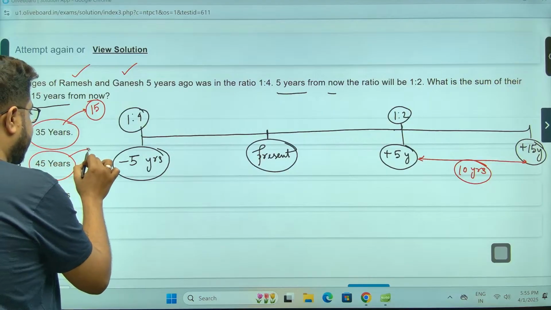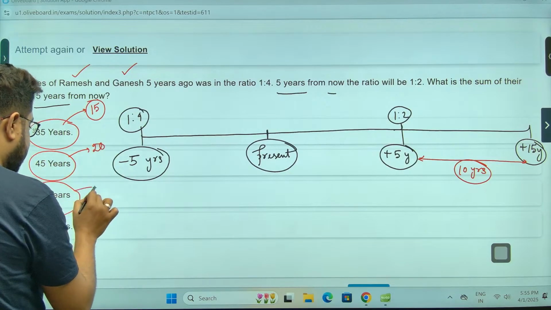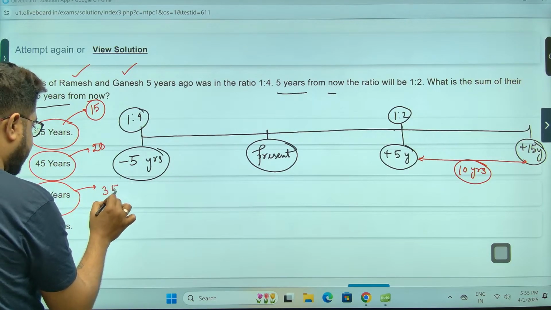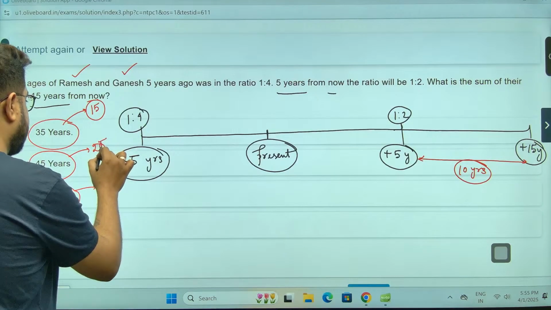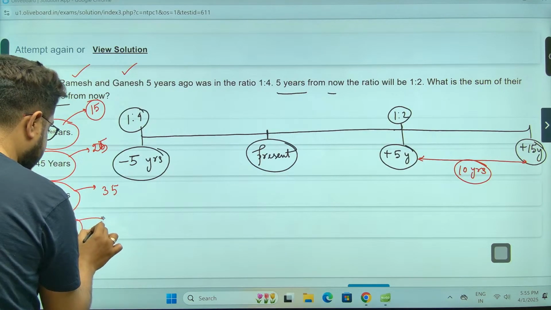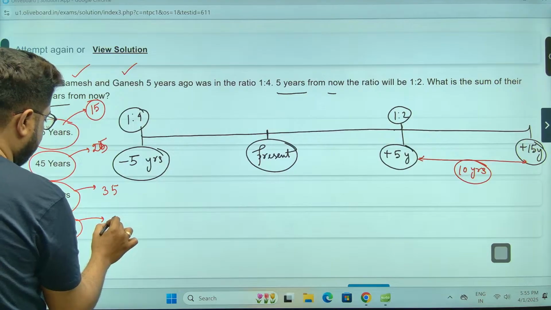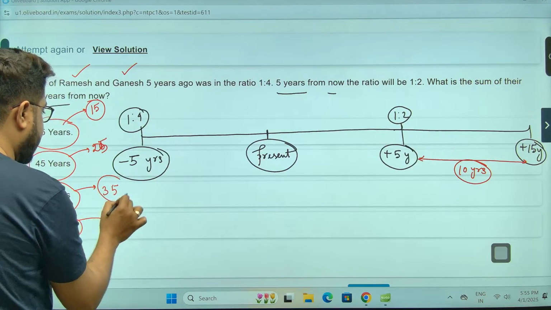The options become 15, 20, 30, 35, sorry, this is 25, sorry. And this will be 65 means 45. Right, sir?